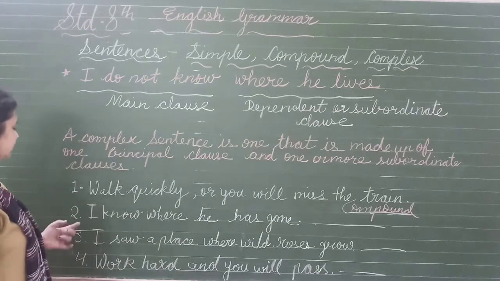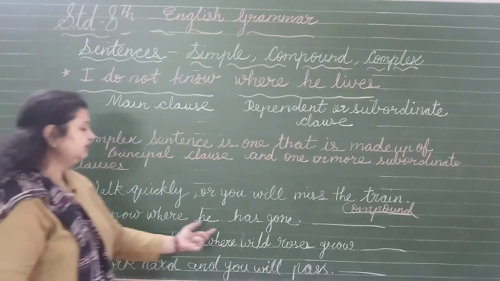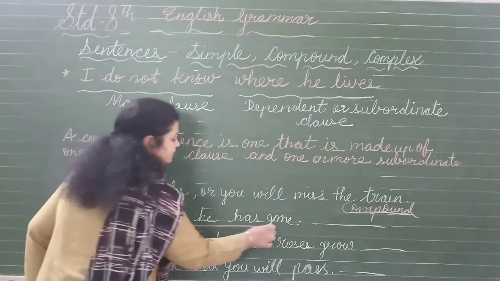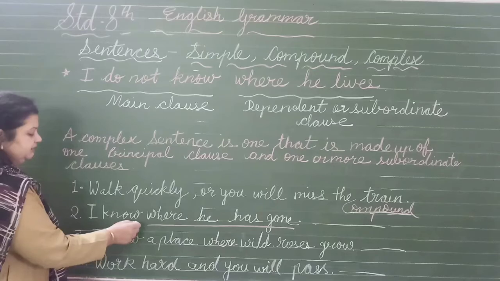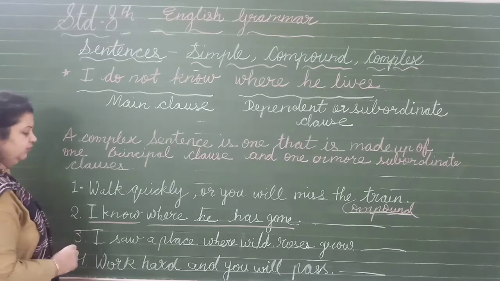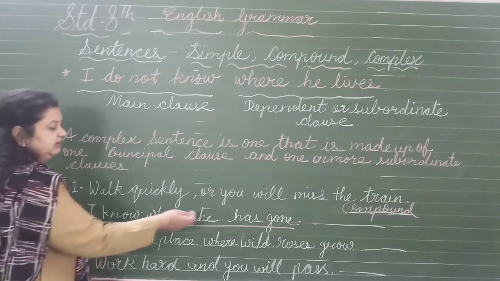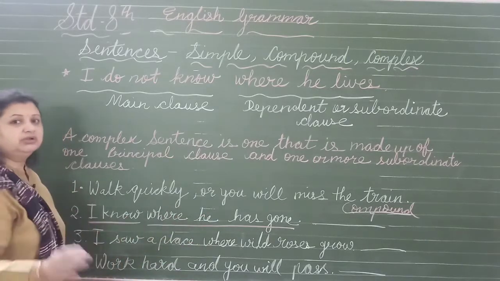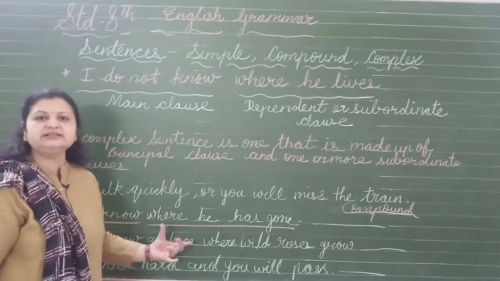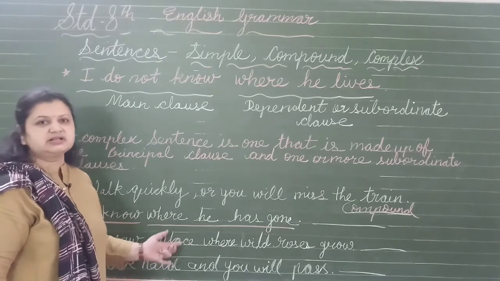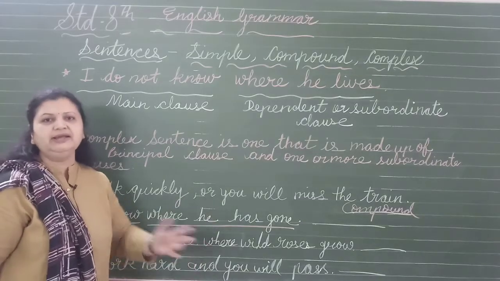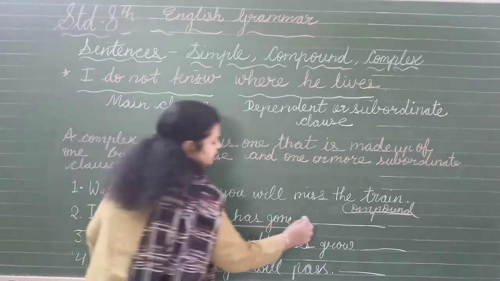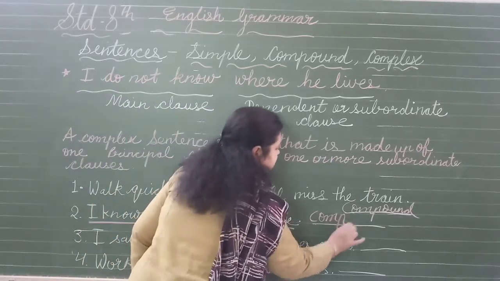Okay. Second one, I know where he has gone. Now here again you will see that "where he has gone" is not complete without the main clause. "I know" is enough, but "where he has gone" is not complete. You will observe one more thing, that complex sentences have this type of conjunction, like where, what, whom, why, because. I know where he has gone is called a complex sentence.